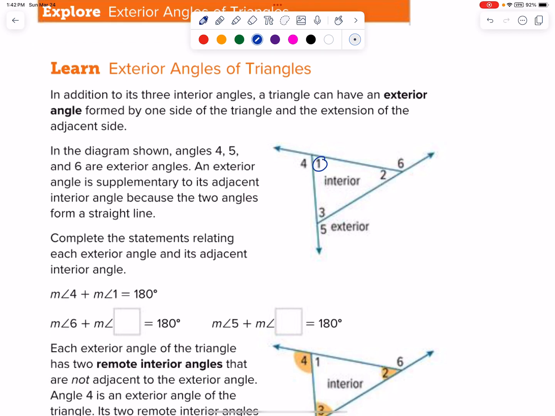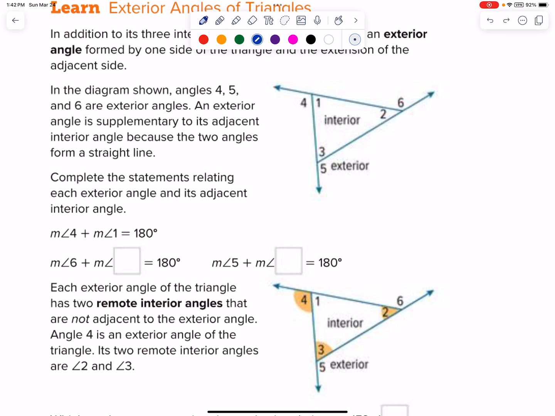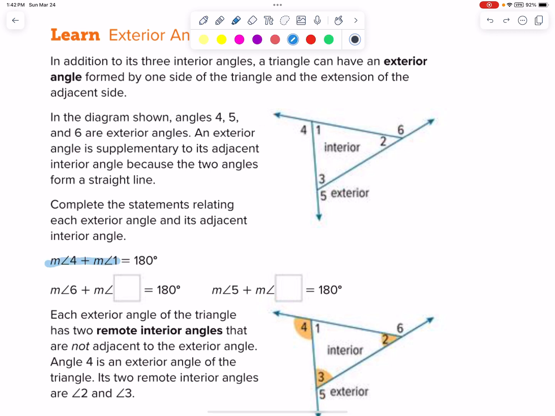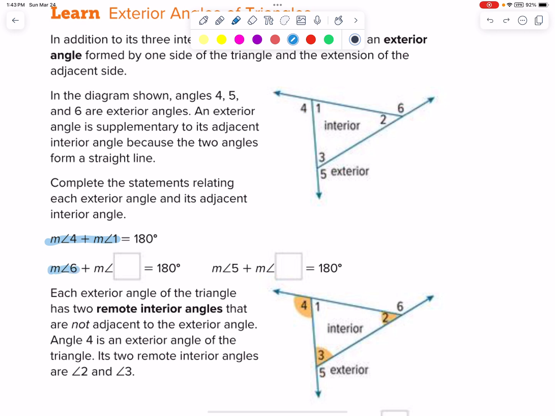We know that these interior angles, 1, 2, and 3, all equal 180 degrees. That's something we know already. We also know that angle 4 and angle 1, that's these right here, they're adjacent, but what kind of adjacent? They're supplementary, and supplementary make 180. What about the measurement of angle 6 and the measurement of angle what make 180? Well, that's angle 2, right? Those are sitting on a straight line and make 180. The measurement of angle 5 with the measurement of angle what equals 180? Angle 3. These are all supplementary.